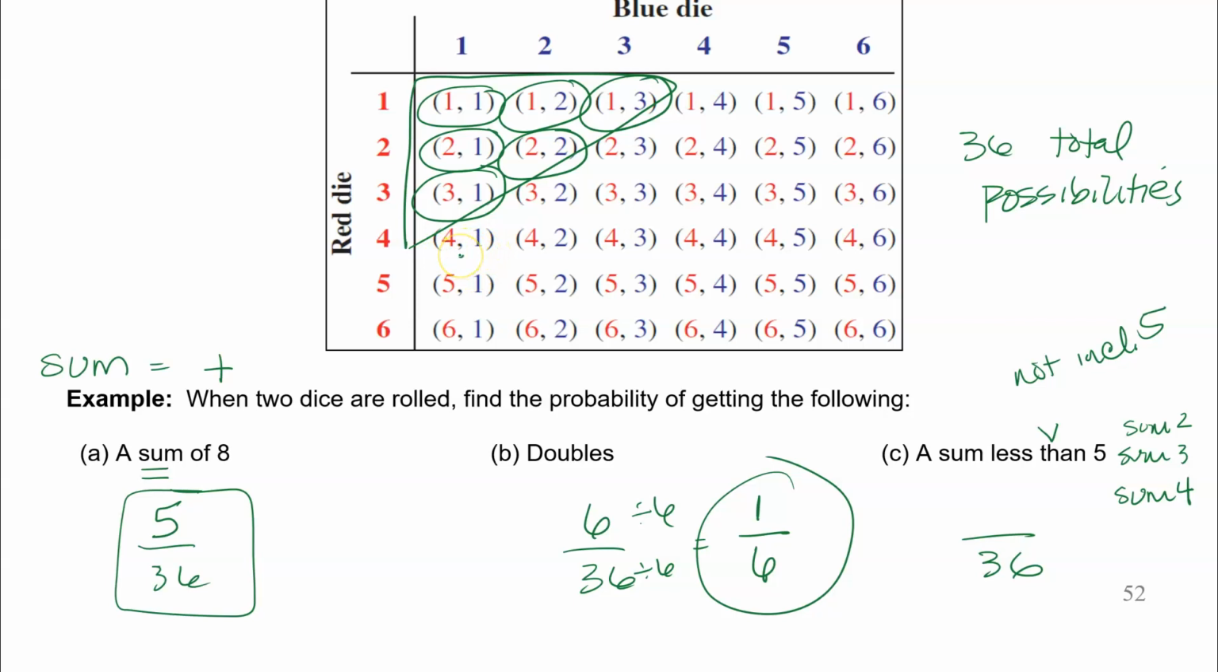So 4 plus 1 gives us 5. That's too high. All of the rest of the table, when we add those together, are 5 or more. So there are 1, 2, 3, 4, 5, 6 different outcomes that give us a sum less than 5, and we know that that reduces to 1/6.